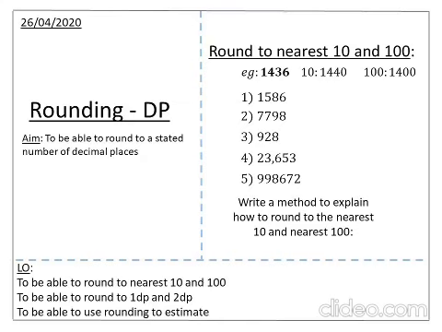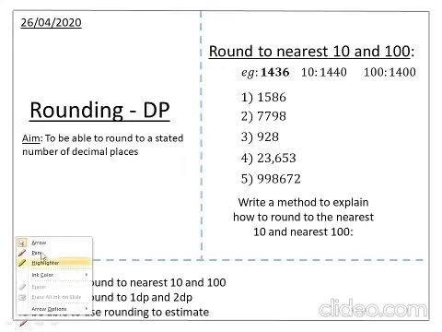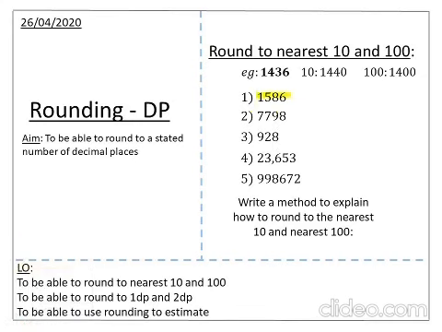All right, today we're going to do rounding and ordering. I'm sure you all remember your rounding. Let's say we have, let me change this pen. I want to use a highlighter. Let's say we have this one, 1586.